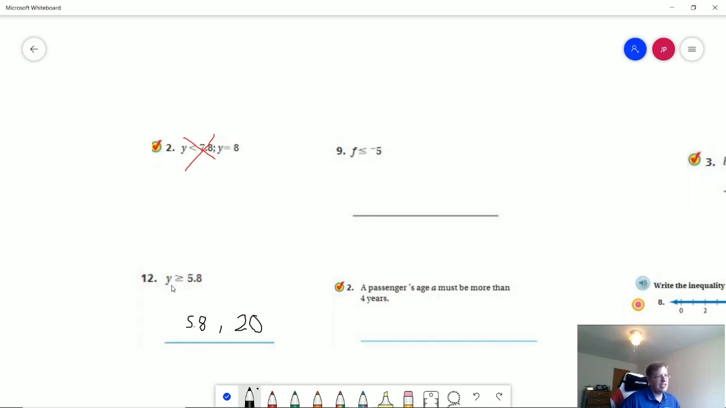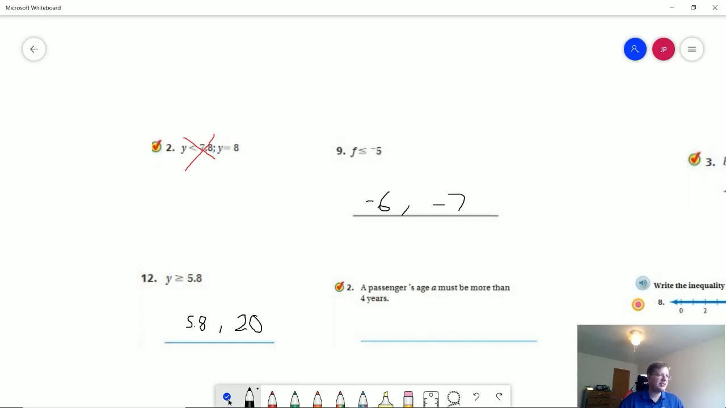For this one up here, we're saying that the value of f is less than or equal to -5. So we're looking for -5 or numbers that are less than that. So we could say -6 and -7 would be answers for that.